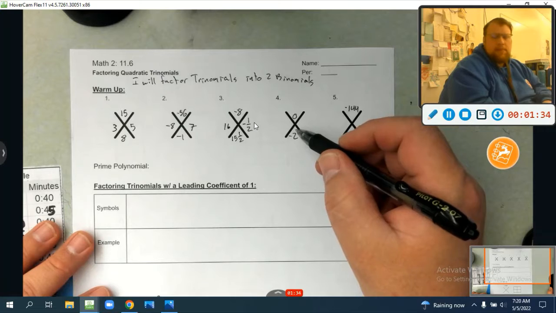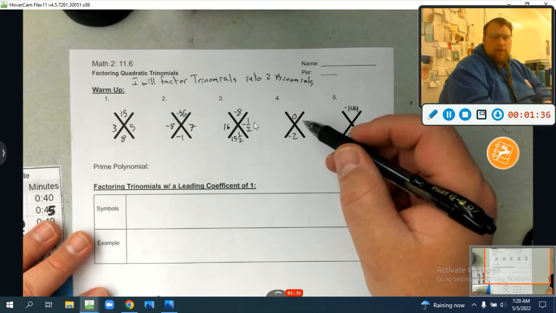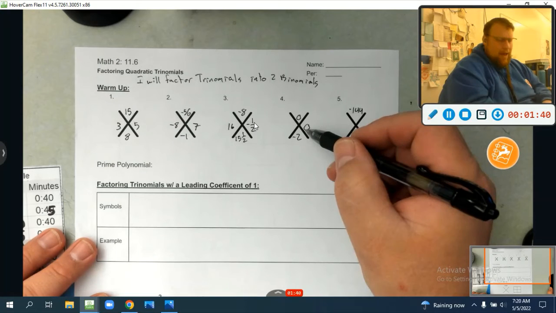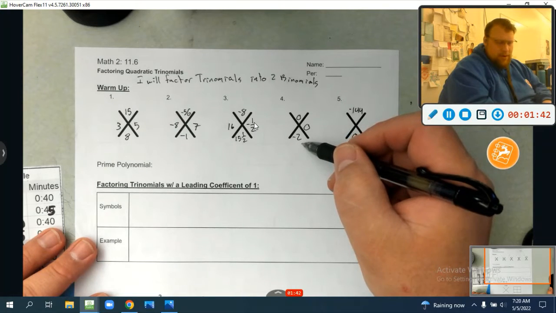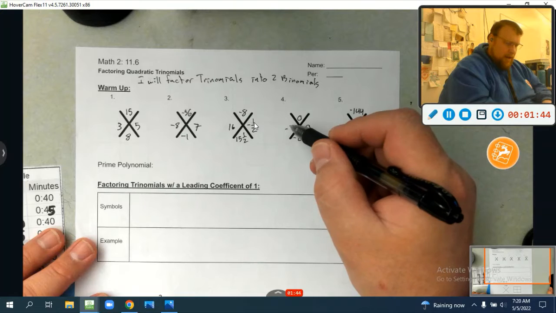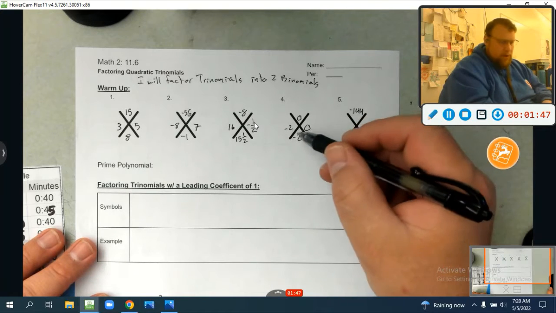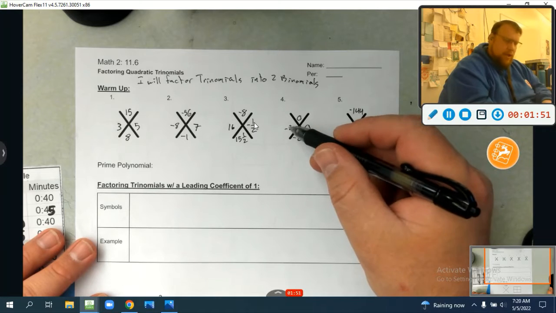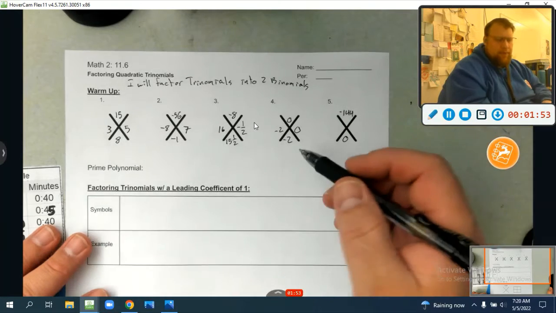What can I possibly multiply to get 0? There's only one number you can multiply by to get 0. Boom. And what do I add to 0 to get -2? Well, I'm going to add -2. So when it's a 0 up top, it's real easy. Whatever this is on the bottom, that's what you're going to add to one factor. The other factor is going to be 0.